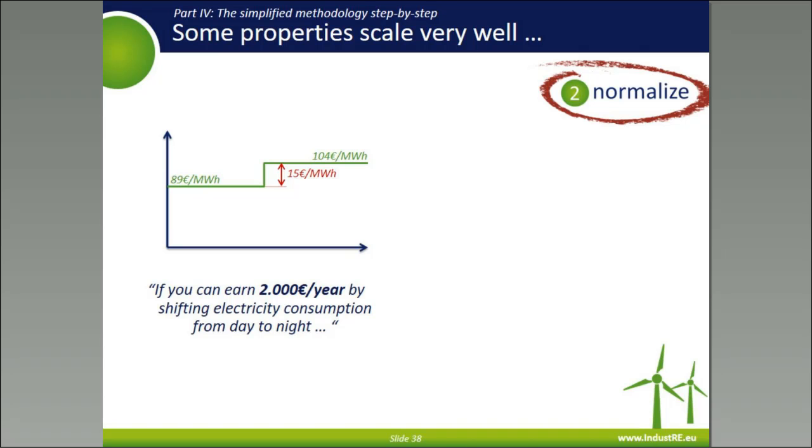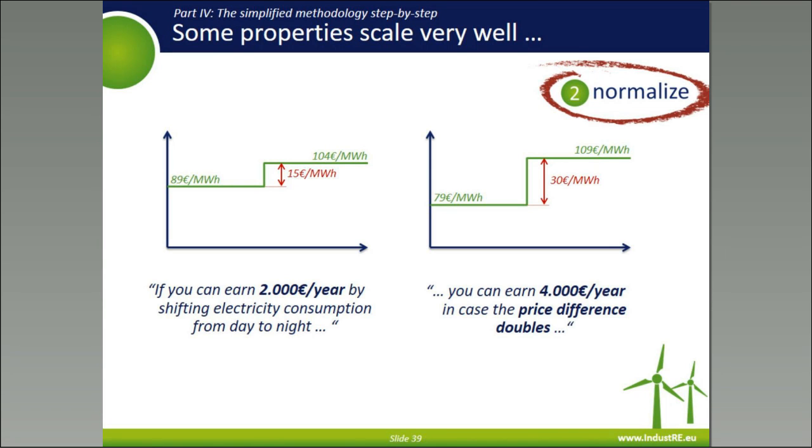Another example where you can use normalization as well is in price setting. If you take a business case, for example, where you try to shift electricity from the day to the night, and you have a price difference between the day and the night tariff of 15 euro per megawatt hour, and you can make 2,000 euro per year with that, well, it is pretty obvious again that if the price difference is 30 euro, you can double the value to 4,000 euro per year. That's another form of scaling which works very well.